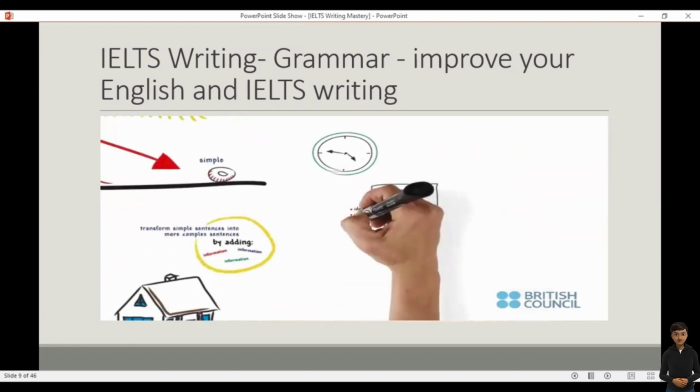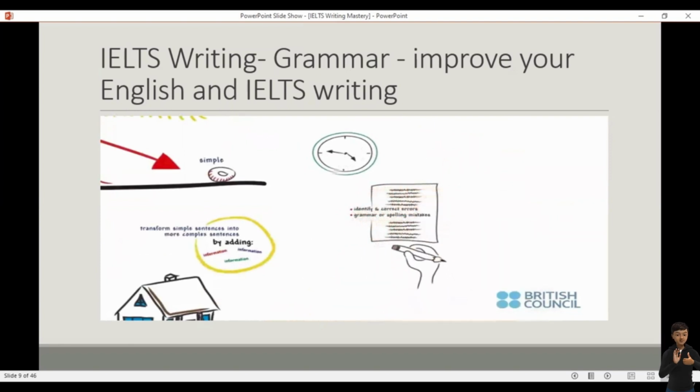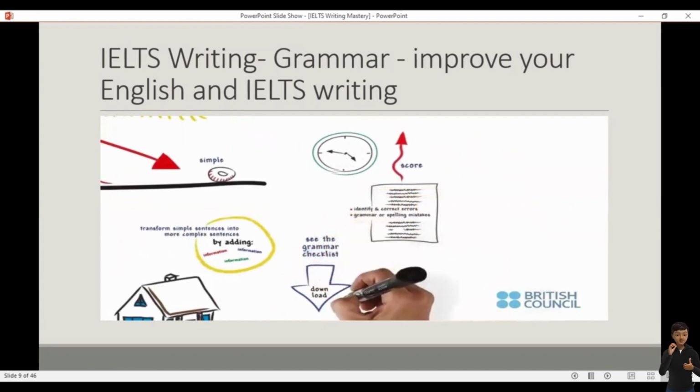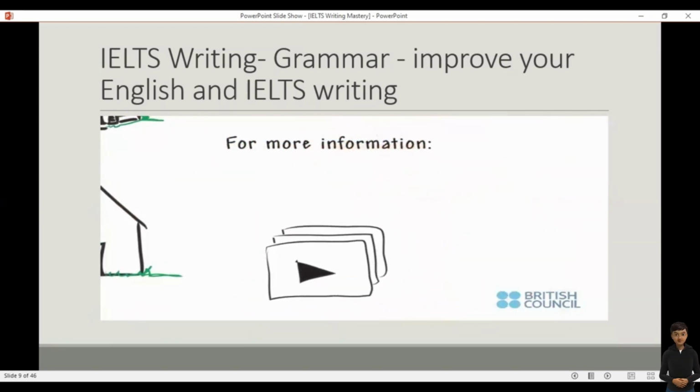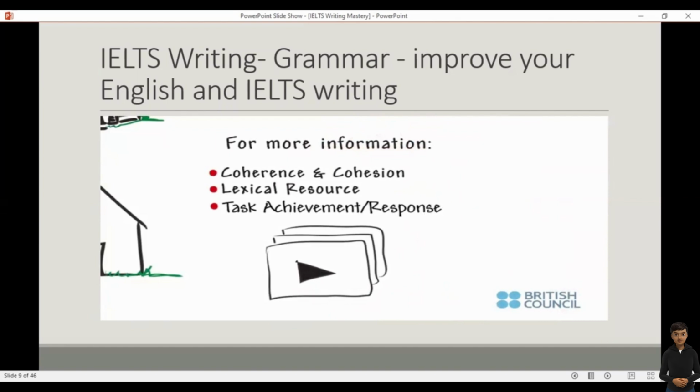You will always find grammar or spelling mistakes. Correcting these can improve your score. See the grammar checklist in the accompanying download. For more information, please see the other writing test videos: Coherence and Cohesion, Lexical Resource, and Grammatical Range and Accuracy.